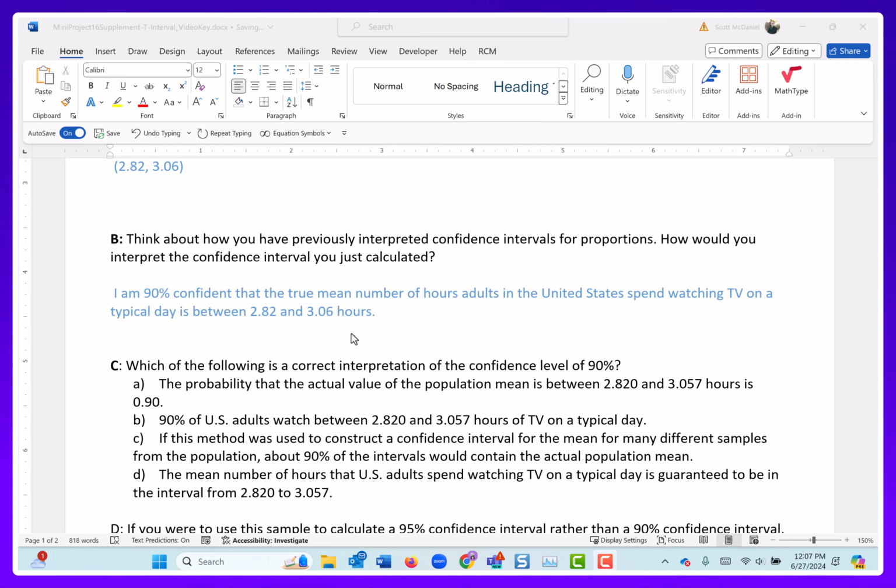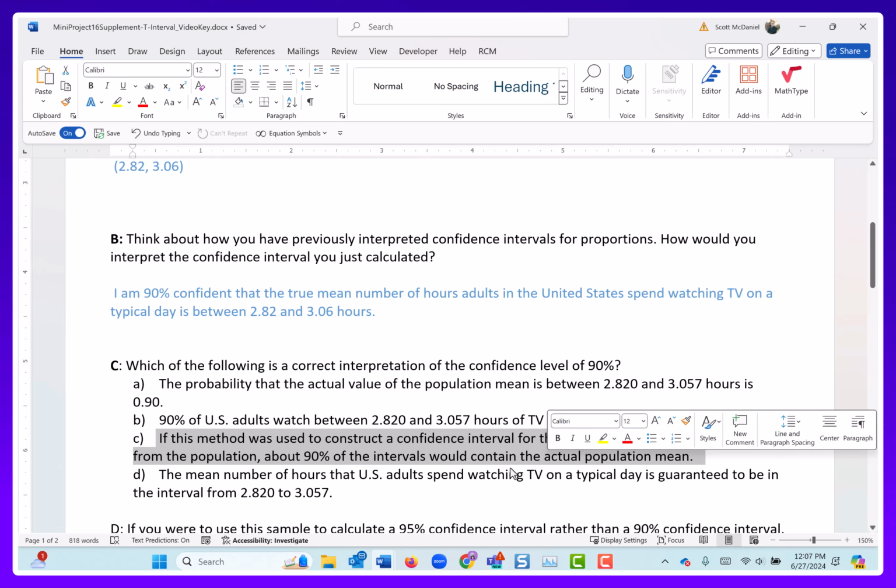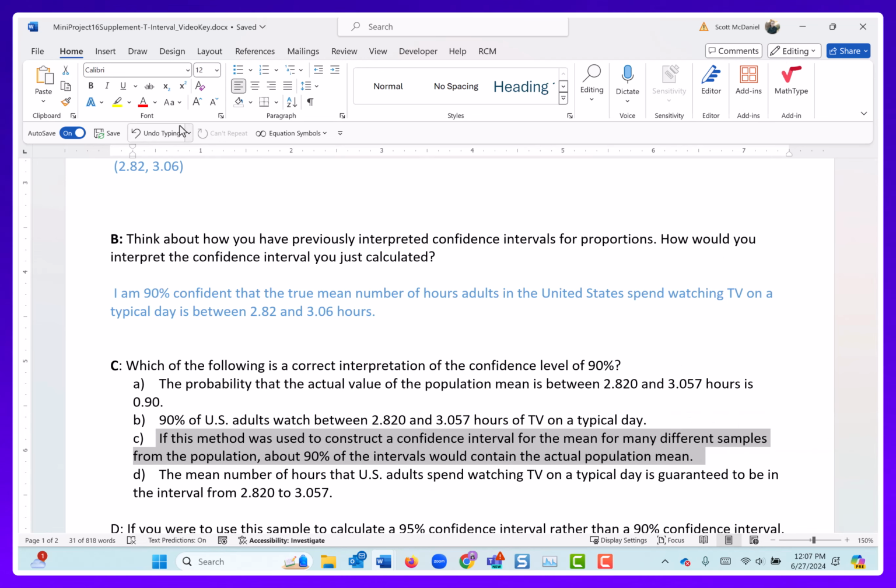So again, which of these is a correct interpretation of the confidence level 90%? Remember, our confidence is always about the method. We want to avoid words like probability at this point. That's not 90% of the US adults. It's the method we used to construct the interval. For many different samples from the population, about 90% of the intervals would contain the actual population mean.